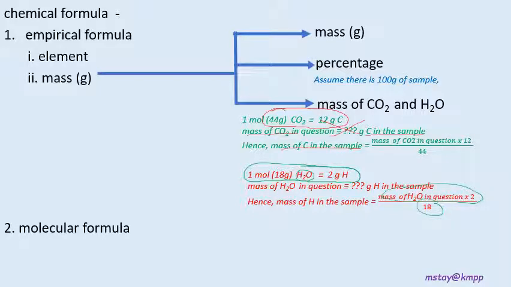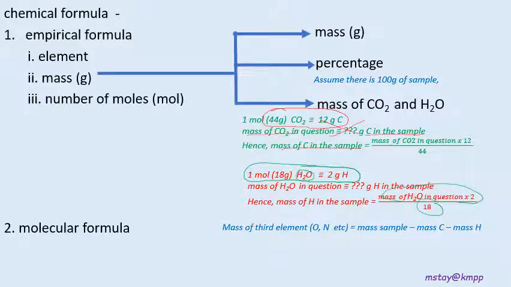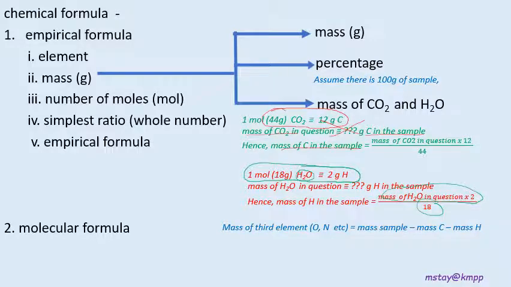If there is a third element in this compound, we are going to use the mass of the sample minus the mass of carbon and mass of hydrogen. If we can determine the mass correctly, then there should be no problem determining the number of moles. After we know the number of moles, we need to find the simplest ratio and make sure the simplest ratio is always in whole numbers. Then we can know the empirical formula.